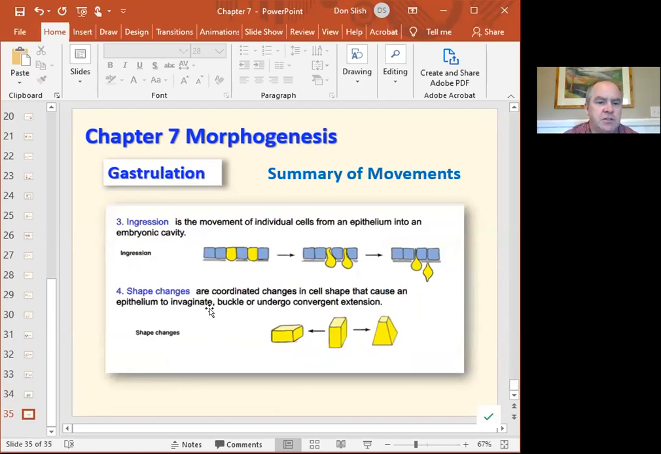And then shape changes. This is the other thing we talked about quite a bit in this chapter, which is usually actin myosin, usually at the apical surface. So you've got this kind of square looking cell, and the apical surface constricts, and now you've got a wedge-shaped cell. And we saw that today in neurulation, and it happens in several other places. The bottle cells are formed that way in Xenopus gastrulation.